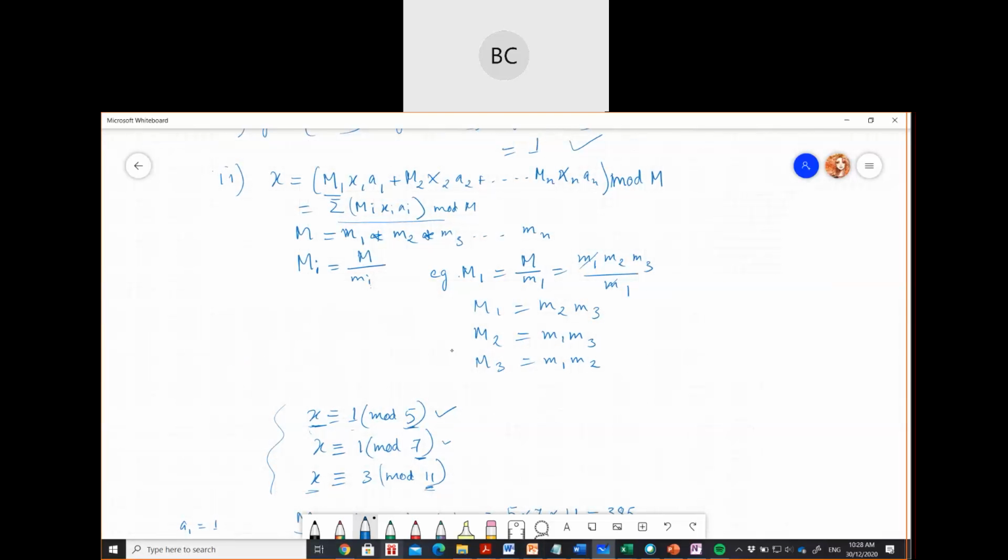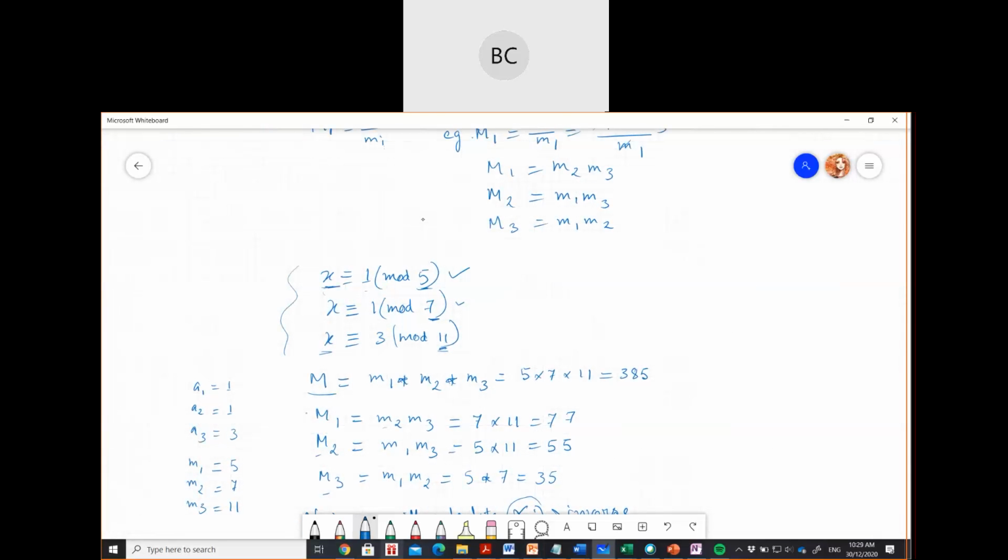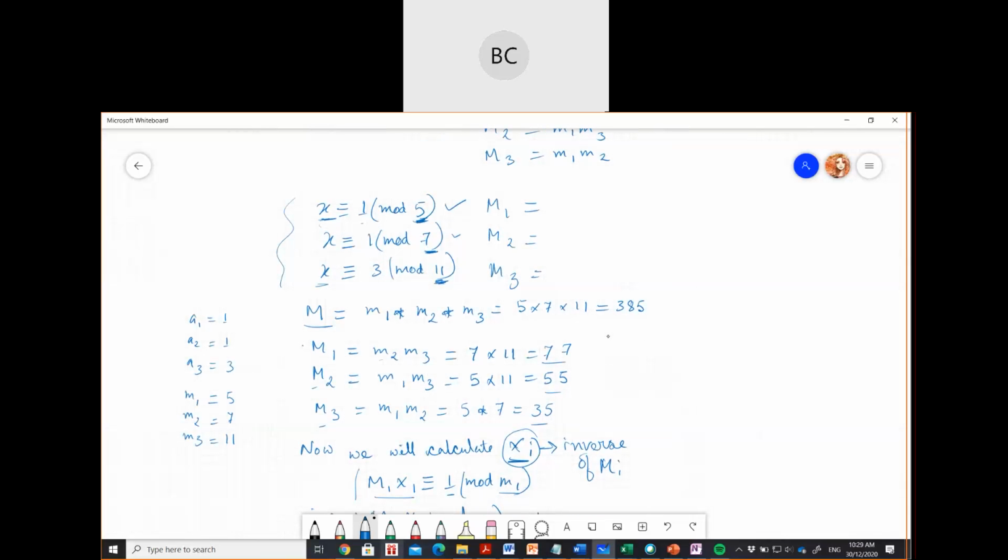so you just need to calculate these values first. Okay, if you are calculating M1 for this one, then you just need to multiply this m2 and m3. Okay, if you want to calculate M2, you just need to multiply these two values, m1 and m3. And if you want to calculate M3, then M3 will be your multiplication of m1 and m2. Okay, so in this way you can just calculate your 77, 55 and 35. Okay, and M is the multiplication of all these m's. Okay, so total is your 385.